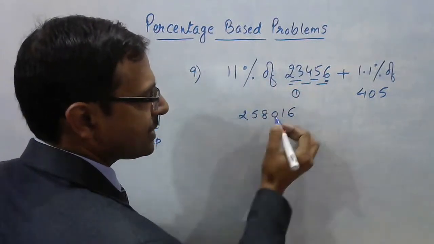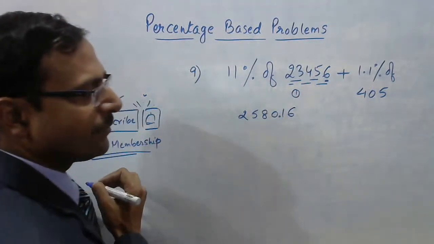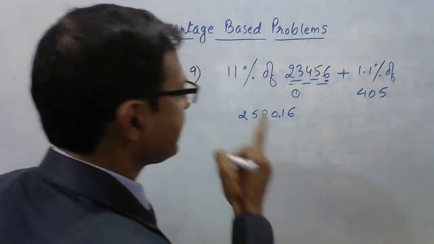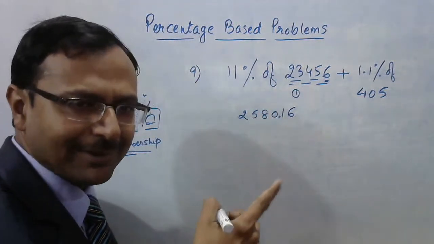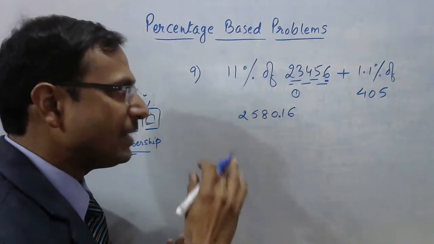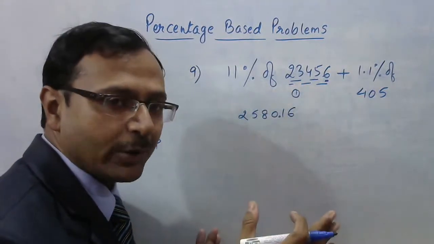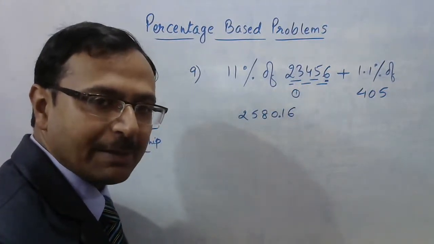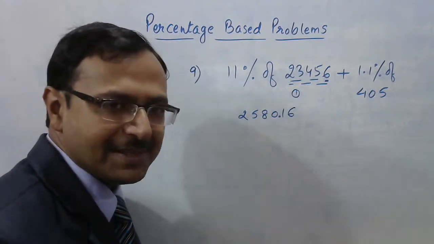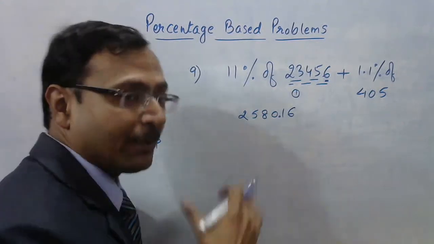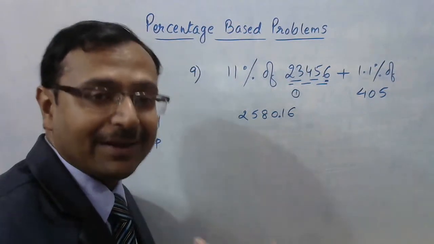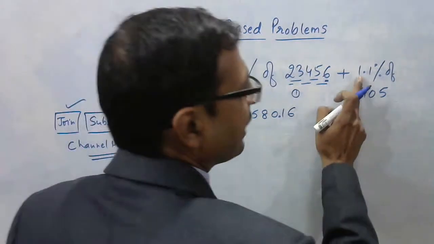And what about the percentage sign? This will come here. So 2580.16 is 11% of this. Very easy, right? Only multiplication by 11 will work out here. If you know the short trick of multiplication by 11, very easy. If you don't know, then you will keep on multiplying numbers by 11 and then spend a lot of time. Okay, here also 11 into 405.